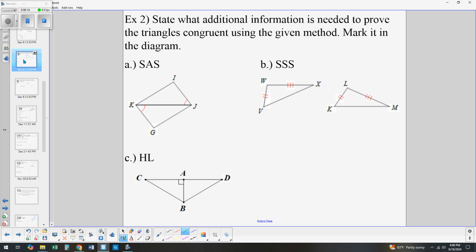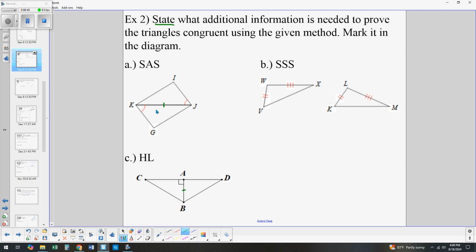For example 2, we want to state what additional information is needed to prove that the triangles are congruent using the given method. And we're going to mark it in the diagram. So just like before, the things we already know are congruent, we can mark. Nothing additional to mark here. That is not the thing I'm going to state because that's something I know. It doesn't need to be stated right now.